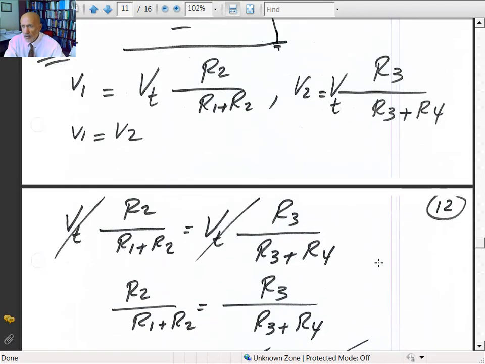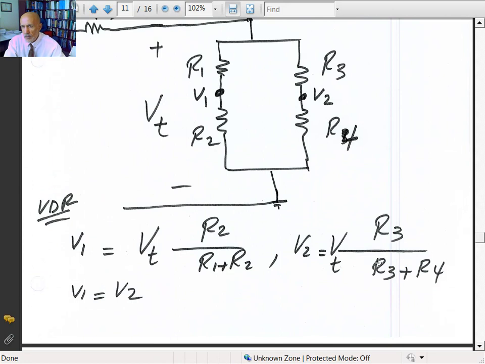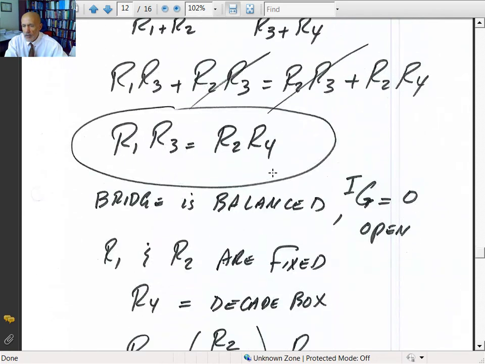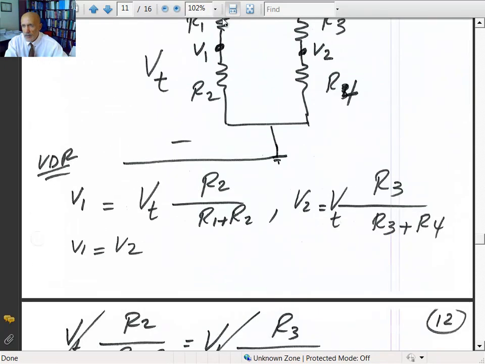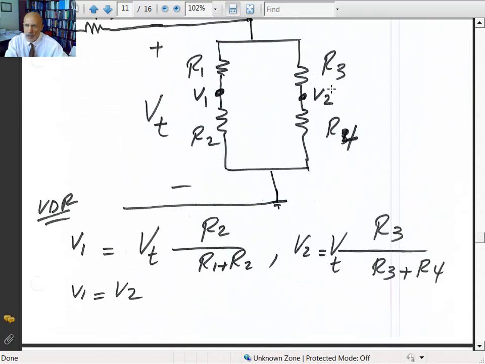One of the applications of the Wheatstone bridge is to measure extremely low resistance, so it's a very sensitive ohmmeter. What you really do is R1 and R2 are fixed, and then either R3 or R4 is an extremely sensitive variable resistor, and you put your unknown resistor in either R4 or R3. It doesn't matter where you place it.